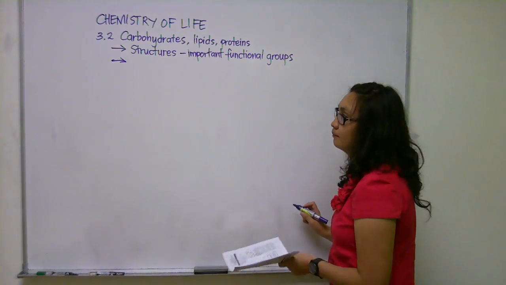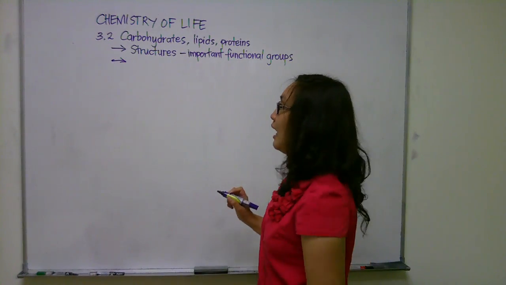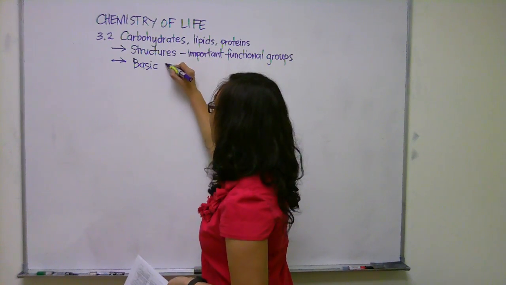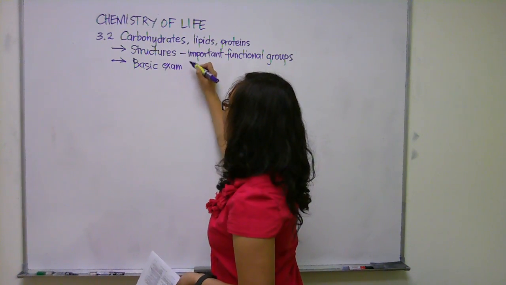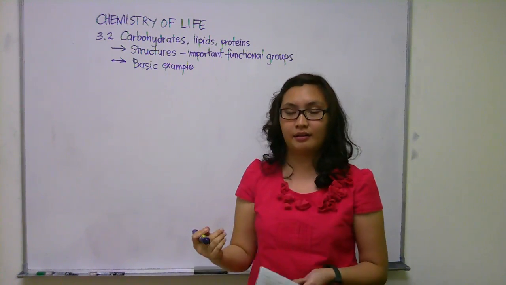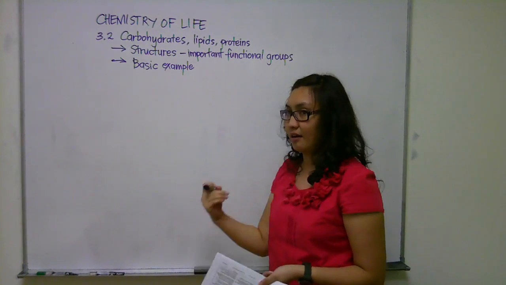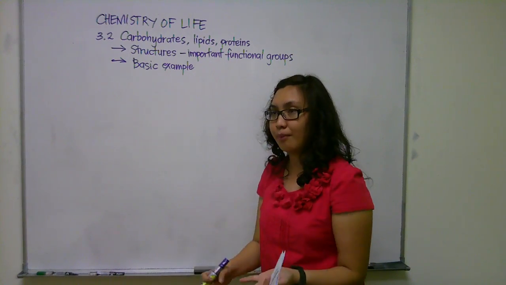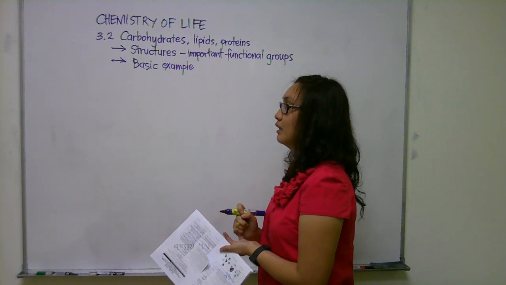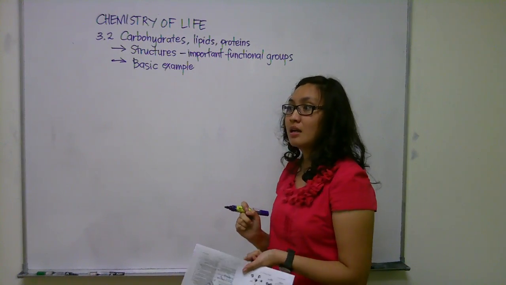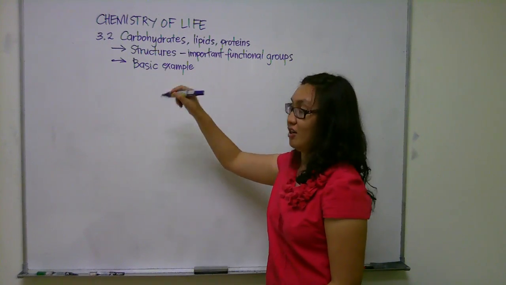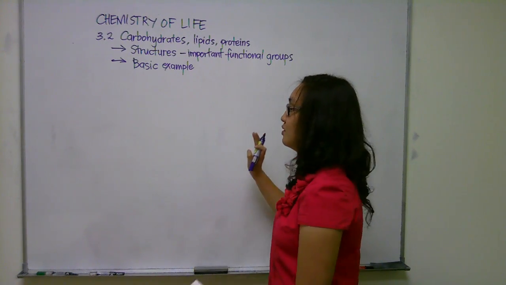After elaborating on the structures, we can now give examples. In the case of carbohydrates, there are 3 basic types: monosaccharides, disaccharides, and polysaccharides. For each type of carbohydrate, you have to give a basic example. For example, monosaccharides include glucose, ribose, and deoxyribose. So you have to elaborate the structures of those specific examples.